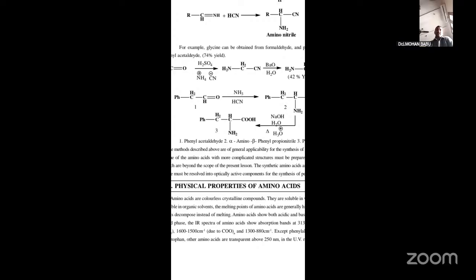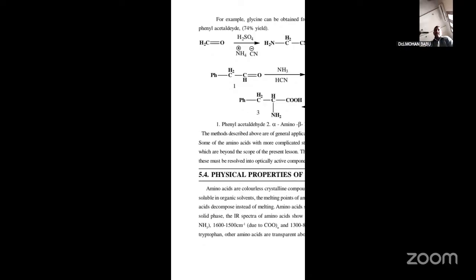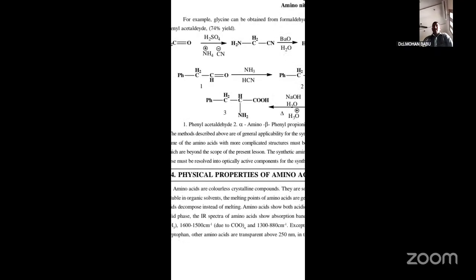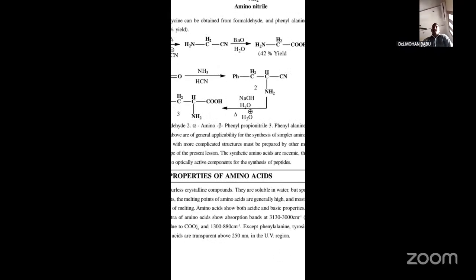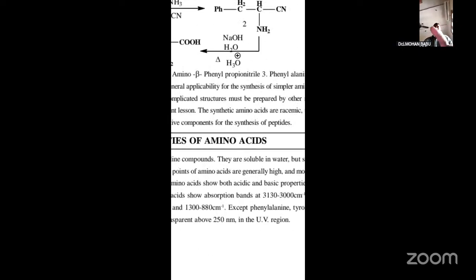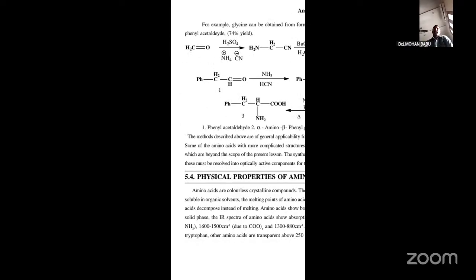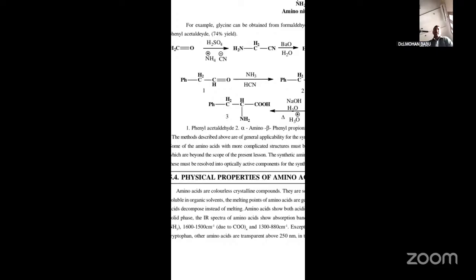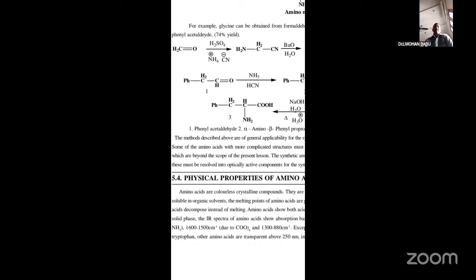Next, the physical properties of these amino acids. Generally, the amino acids are crystalline colorless compounds, and these are soluble in water because the amino acids have polar groups, so they are easily soluble in water. They are sparingly soluble in organic solvents like chloroform, acetone, ethyl alcohol, methyl alcohol, carbon tetrachloride. So sparingly soluble, but easily soluble in water.